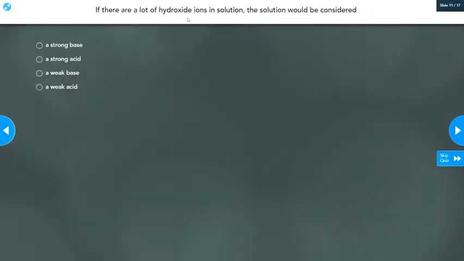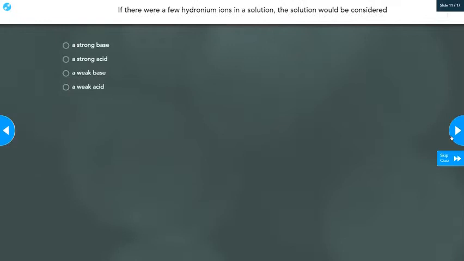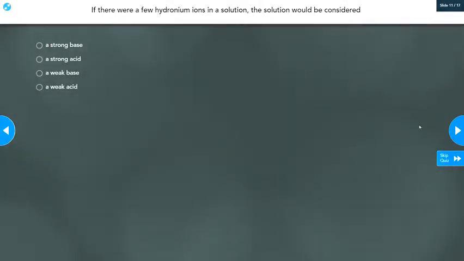So if we have a lot of hydroxide ions, so hydroxide indicates a base, and if there are a lot of ions in there, that means they all kind of broke apart, so they're independent, which means they're strong. So this would be a strong base. Then if there are a few hydronium ions, so hydronium ions refer to an acid, and if there's only a few of them, then we know it's not very strong, it's not very independent, so therefore that's going to be a weak acid.